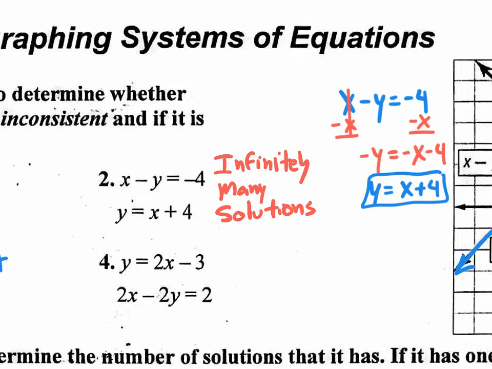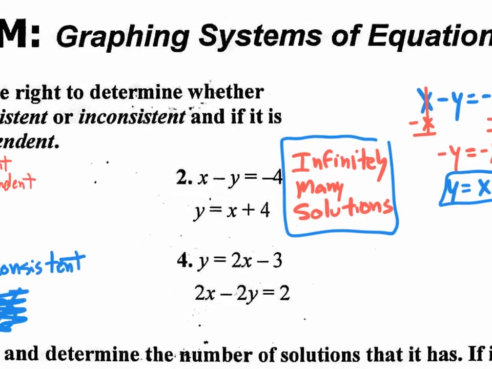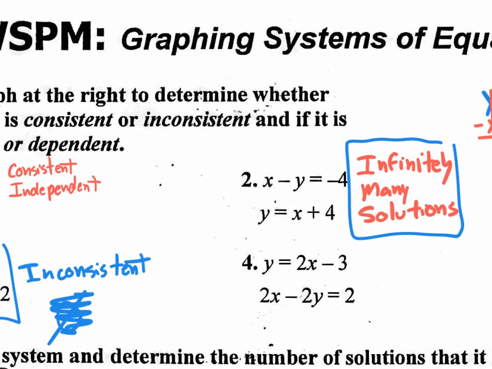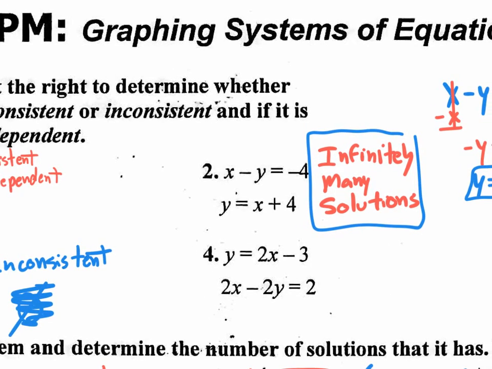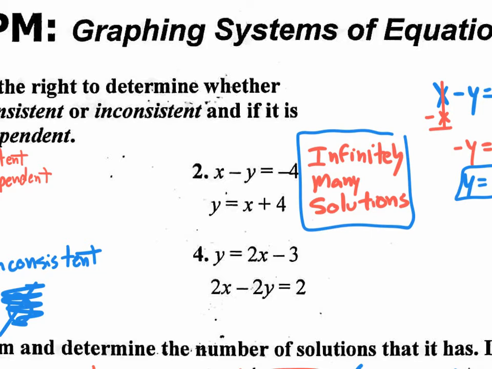They're not asking us to solve it. If they were asking us to solve it, then this would be the answer: an infinite amount of answers. But they're asking us to classify it, to determine whether it's consistent or inconsistent, and whether it's consistent dependent or consistent independent. So let's scratch that out. It's not infinitely many solutions. But this line, it is consistent dependent. So this system is a consistent dependent system.